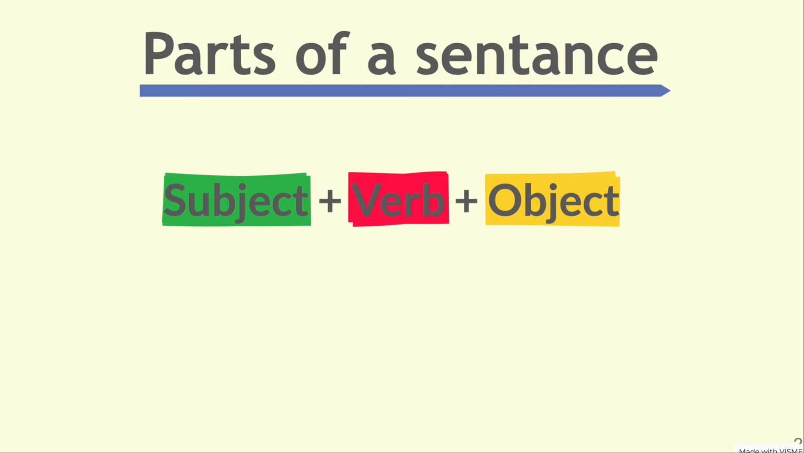First, let's review the parts of a sentence so we can understand how infinitives and gerunds are different than verbs. The basic form of an English sentence is the subject, the verb, and the object. The subject is the person, place, or thing performing the verb, which is the action, and the object is the person, place, or thing that the action is being done to. So we have the subject, the verb, and the object.